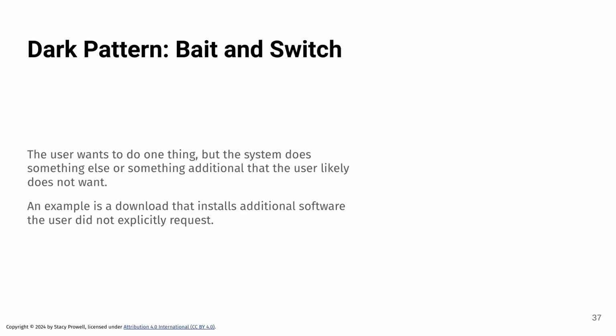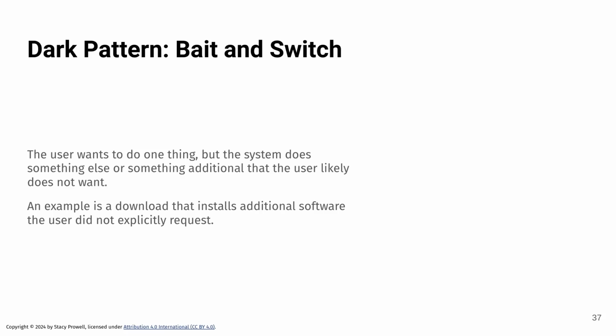Bait and switch, right? The user wants one thing. They want to download an image, or a sound file, or a game, or whatever else that you're providing. And that's great, but you think it would be better if they also downloaded some adware to go with that. So what you do is you give them that, but you also download some other stuff with it. That's not good. Don't do that.